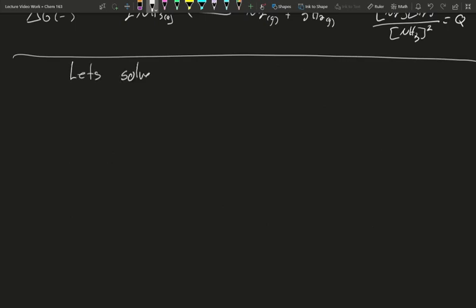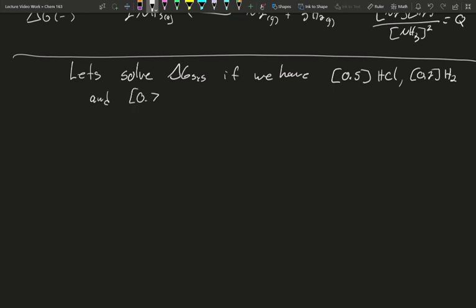So let's solve the delta G of the system. If we have 0.5 molar HCl, 0.2 molar H2, and 0.7 molar Cl2. So this reaction says two HCl's are in equilibrium with H2 and Cl2. At standard state, the K value for this equilibrium is 3.9 times 10 to the minus 34.